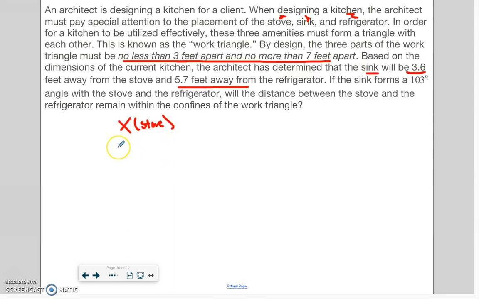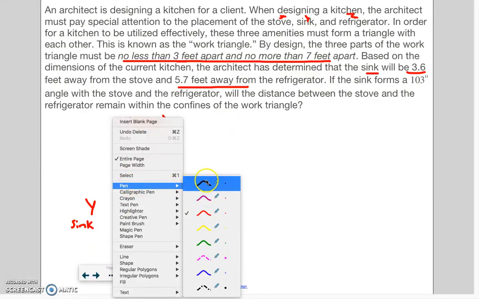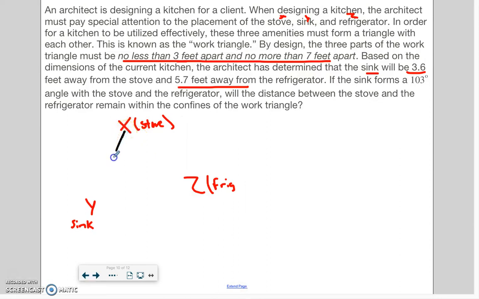And then we're going to draw, we'll put Y down here, which is the sink. And we'll put Z over here, which is the fridge. So our working triangle. Obviously, the picture doesn't need to be drawn to scale. We're just figuring out, what does this look like? What are the options? So let me make this triangle a little better here. So we're going to say X to Y to Z to X.